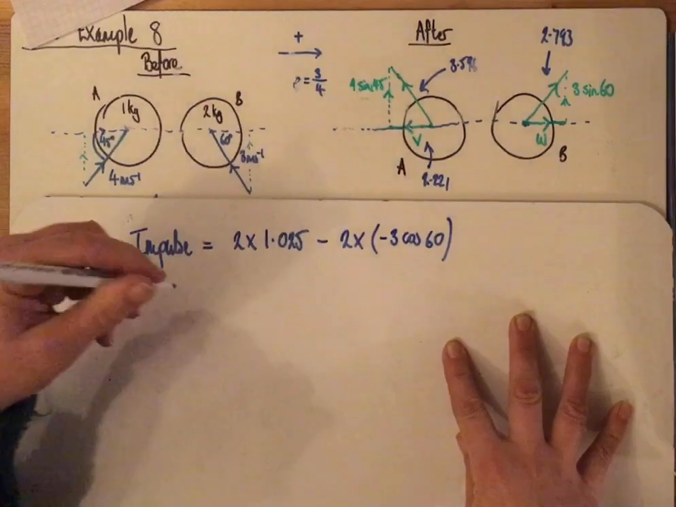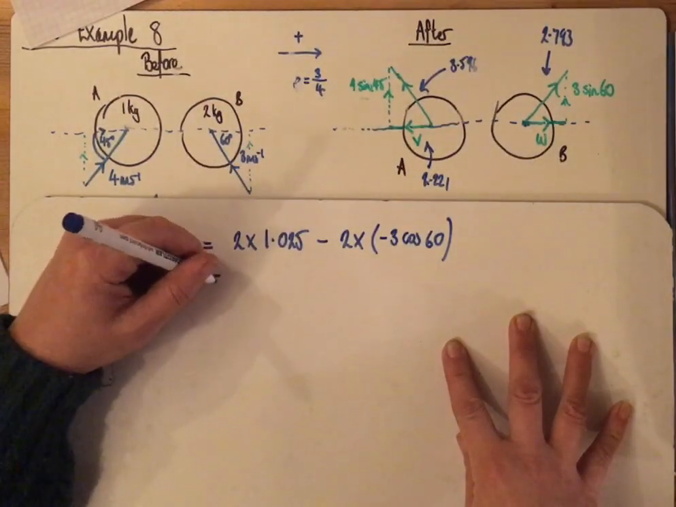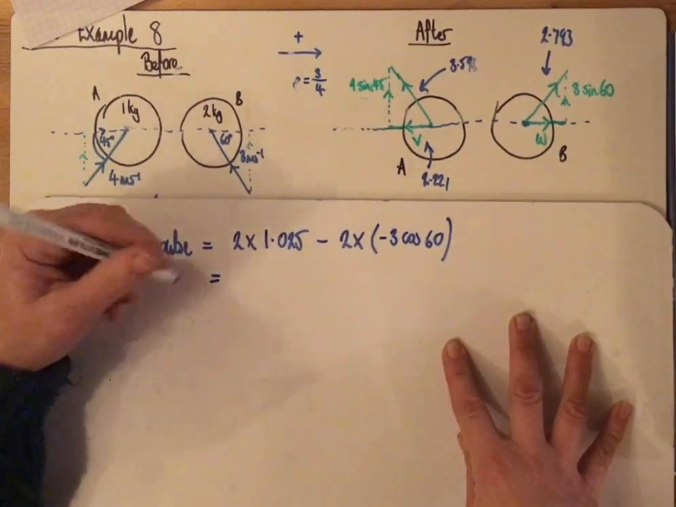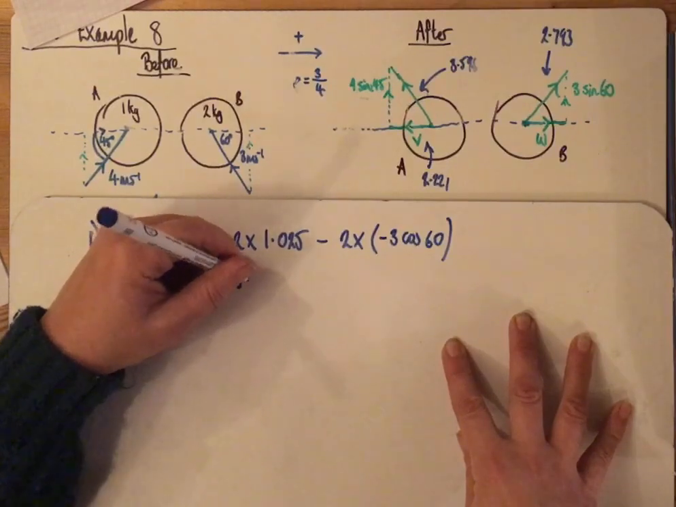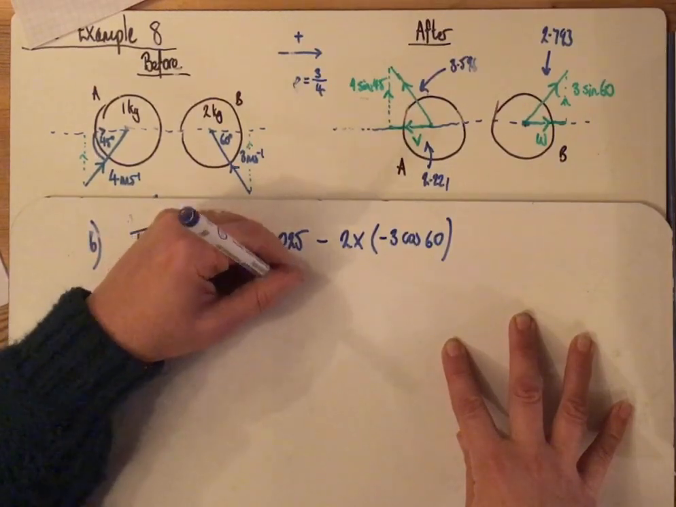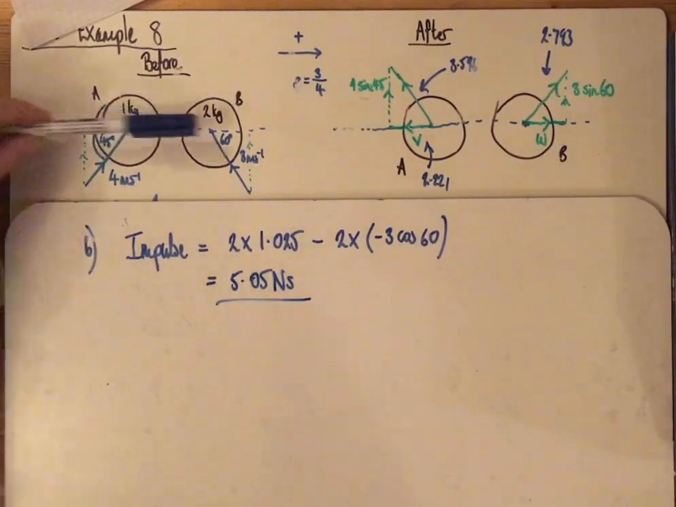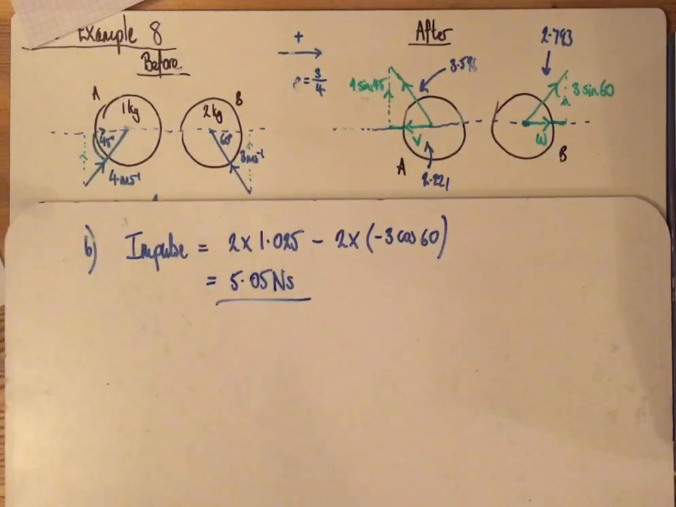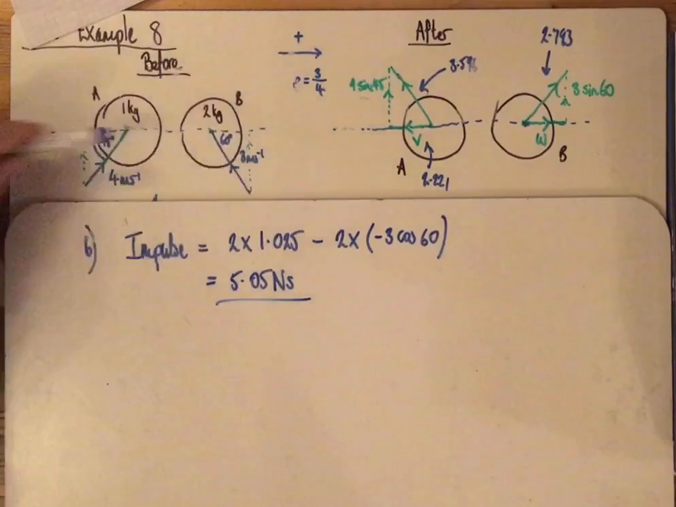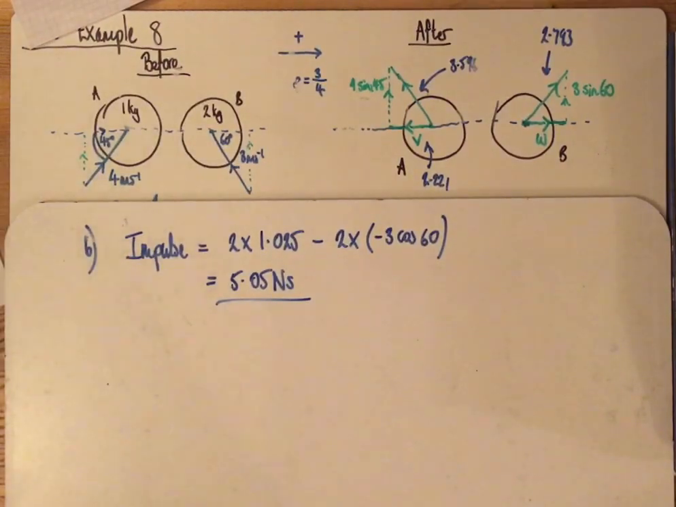So momentum after minus momentum before, and that gives you 5.05 Newton seconds for the impulse exerted by A on B. So you're expecting that to go in the positive direction. And then the impulse exerted by B on A will be minus 5.05 Newton seconds.